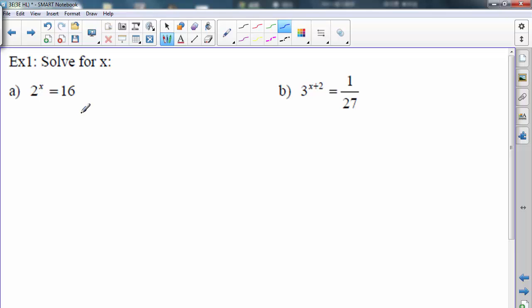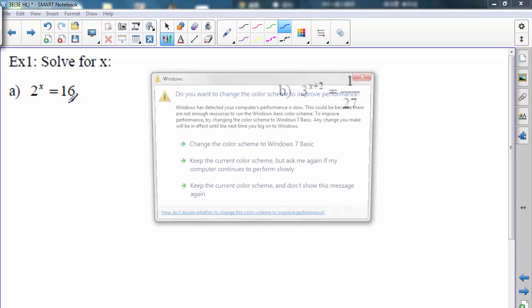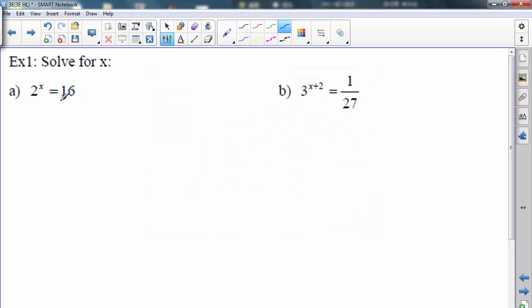So let's look at the first example. 2 to the power of x equals 16. My goal is to change 16 to a power of 2 as well. We can change 16 to 2 to the power of 4. So this is 2 to the power x. Right now I have 2 powers on both sides, and they have the same base. So I can ignore the base. The exponents must be equal. That means in this equation, x is 4.